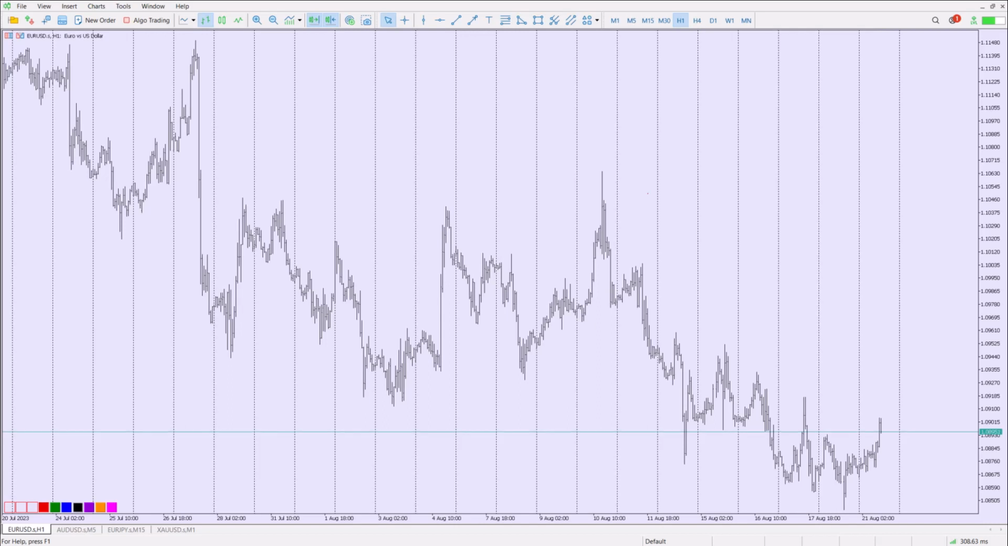Hello traders, today again we want to analyze a chart in a fractal way. This is price action trading and we just want to look at the chart based on the fractal. So what is a fractal, you might ask?